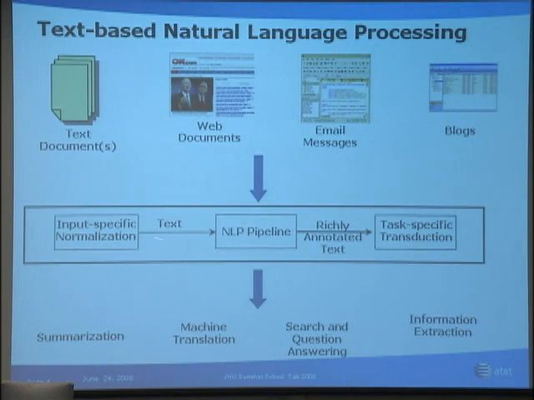And the rest of the pipe pretty much is the same. Once you have some ambiguous representation of the text, like in the speech world, then the rest of the pipeline stays the same. And again, you can apply the same kinds of transductions to produce various applications, summarization, machine translation, and so on. Okay. So basically, this is the big picture. This is why we are in this business.